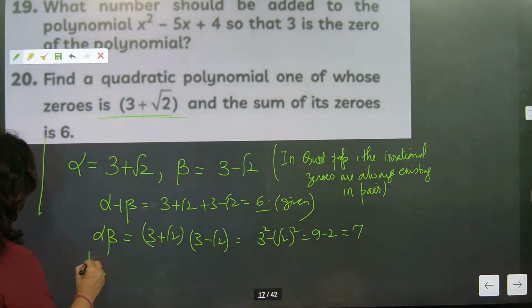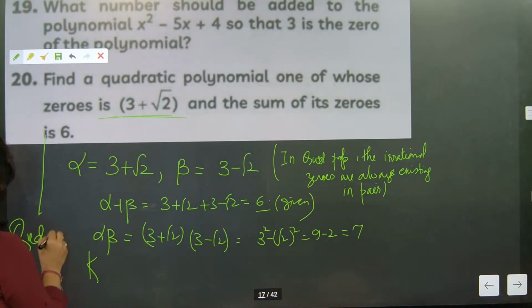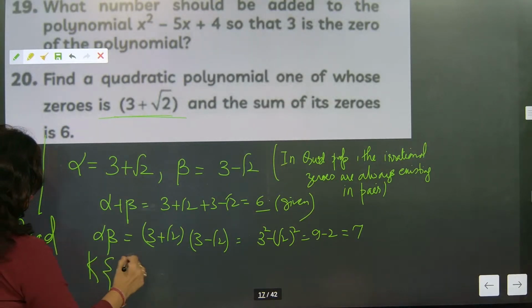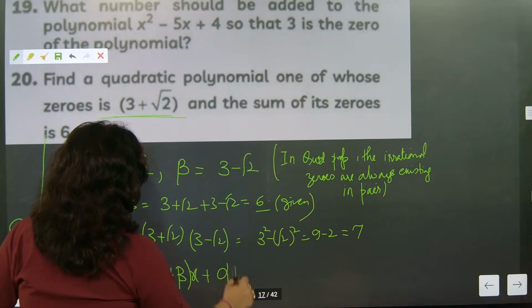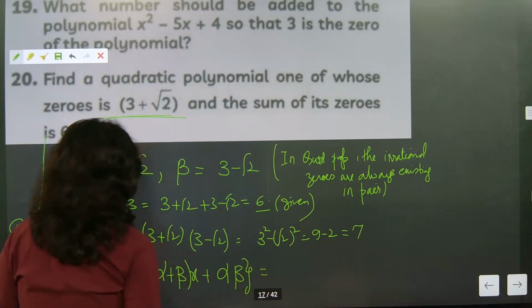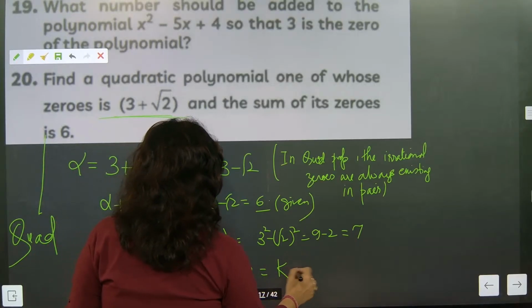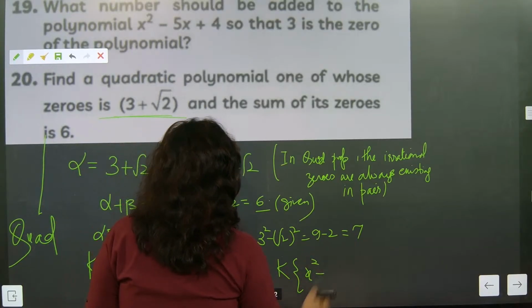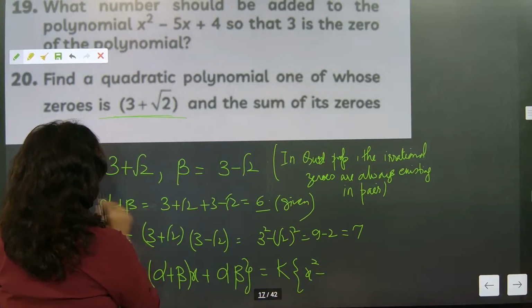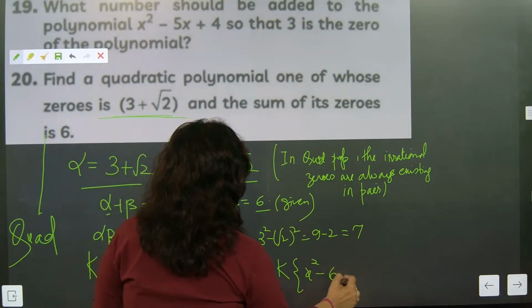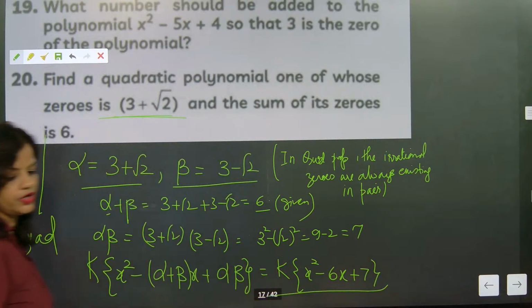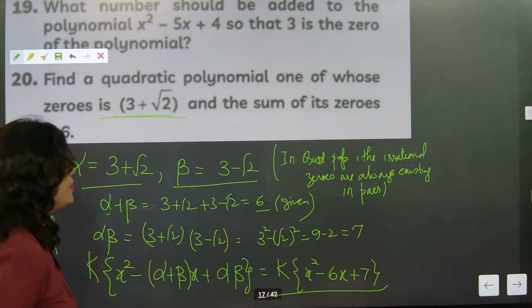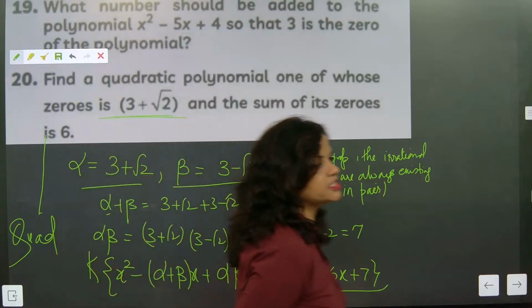Now we are going to frame the quadratic polynomial: k times x square minus alpha plus beta x plus alpha beta. So here it will become k bracket x square minus alpha plus beta, which is this only. Alpha is this and beta is this. So it will become minus 6x, and alpha into beta is 7, so plus 7. So this is exactly going to be the answer. I hope everybody understood: k x square minus 6x plus 7.